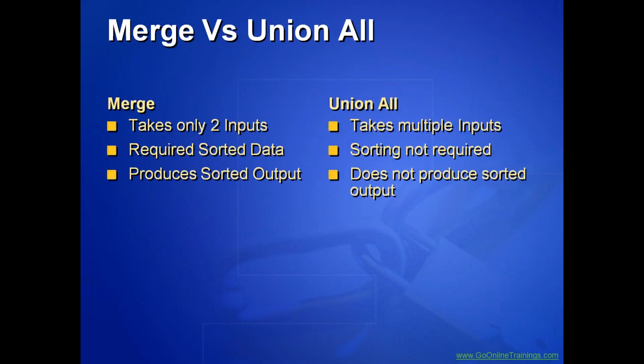Am I clear? Now, what is the difference between merge and union all? A very, very important interview question. Merge takes only two inputs, while union all takes multiple inputs. Merge requires sorted data, so you need at least one column sorted in source one and source two, while union all need not have any sorting at all. Merge produces a sorted output, and union all does not.